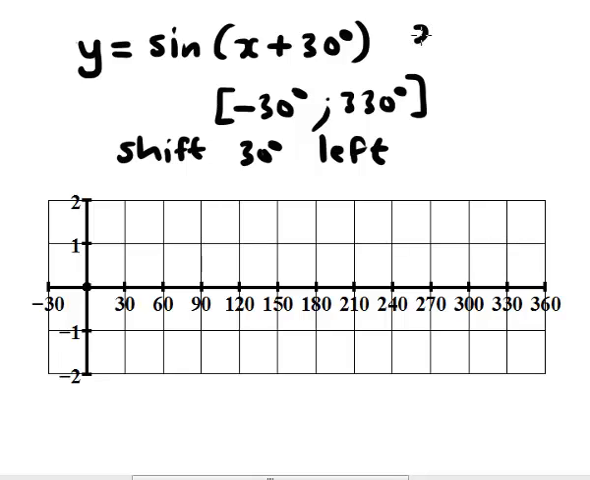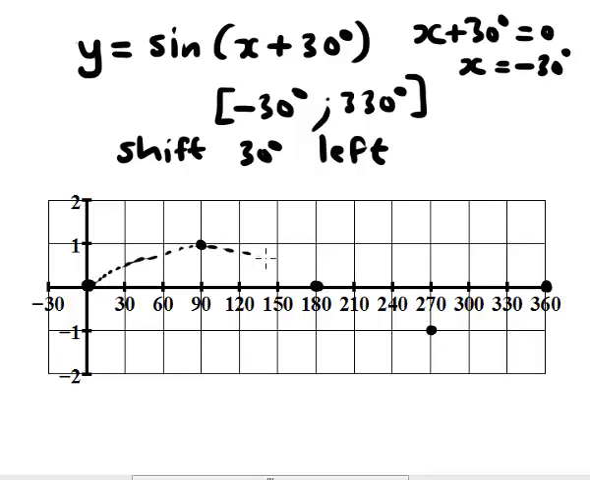How I do it is I put x plus 30 equal to 0, like I do with the parabolas and the other graphs, and I get x is minus 30. So in other words, if you take your basic sine curve, let's just draw it in quickly and see what happens to our critical points. Here's your basic sine curve, and I'm going to use a different color firstly.